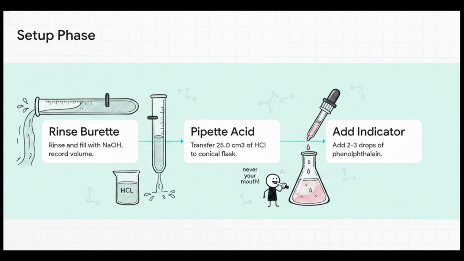Step 2. Grab a volumetric pipette and a pipette filler to transfer exactly 25.0 cm³ of the hydrochloric acid into a clean conical flask. Finally, add just 2 to 3 drops of your phenolphthalein indicator to that flask, and stick to that amount, because too much indicator can actually skew your results.